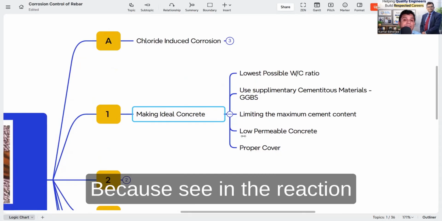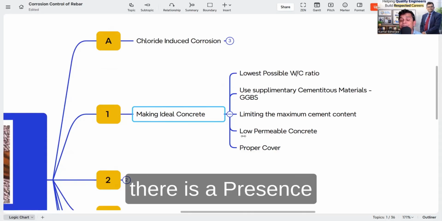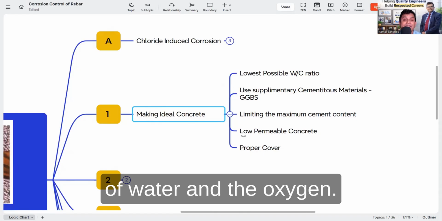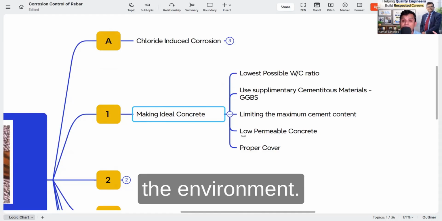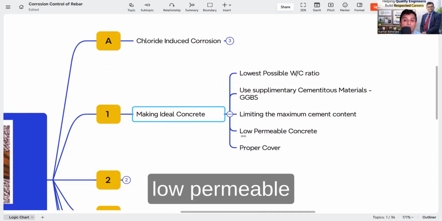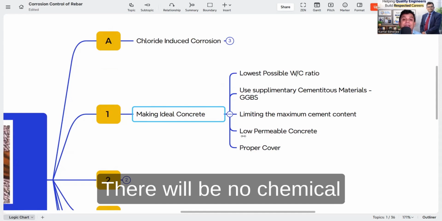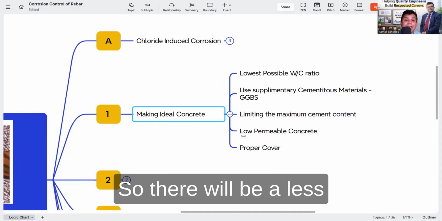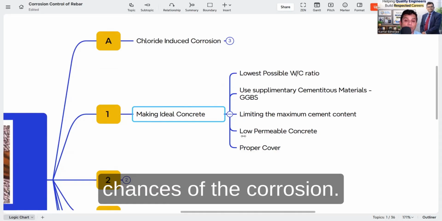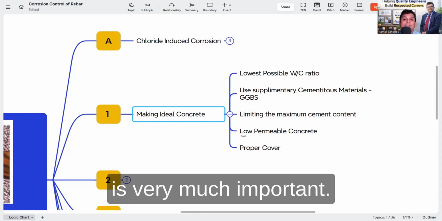Why? Because in the reaction I am describing, this is only possible if there is a presence of water and oxygen, and where will it come from? It will come from the environment. So if the concrete is low permeable, it cannot penetrate. If it cannot penetrate, there will be no chemical or electrochemical reaction, so there will be less chance of corrosion. That is why low permeable concrete and proper cover are very important.